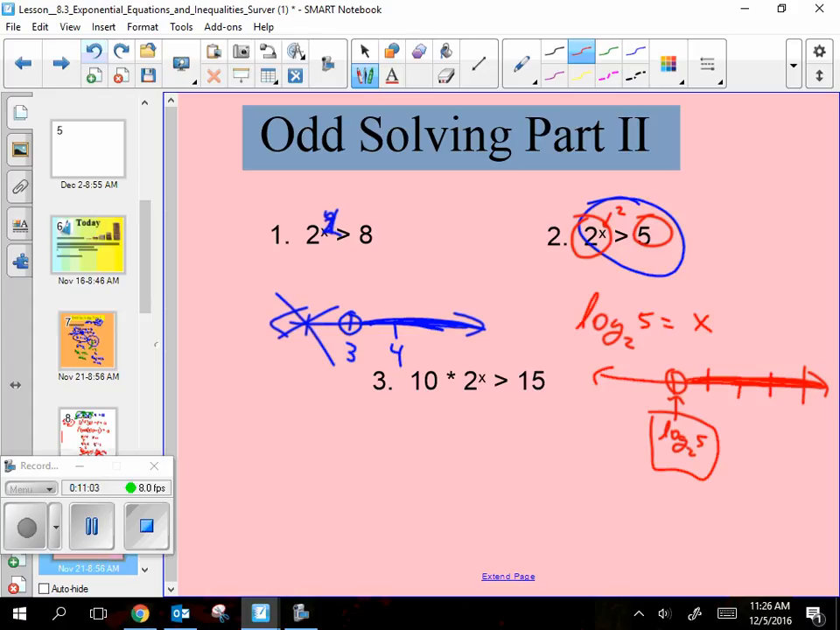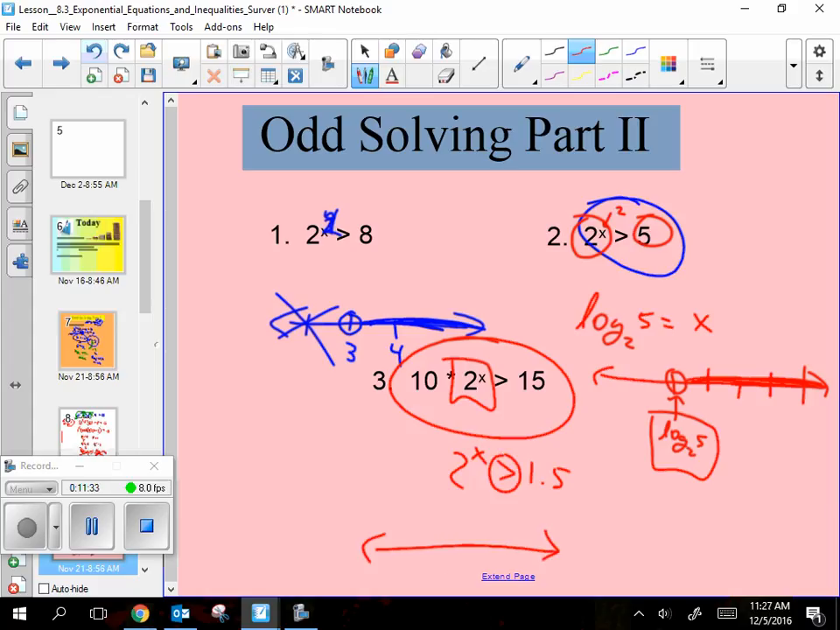All right, this one, you have to get this clump alone first. What's the first step? Divide by 10. And then 15 divided by 10 comes out nice. What decimal? 1.5. Now it's 2 to the x is greater than 1.5, and it would be just like all the others. You'd leave your answer in log form because I don't want you to use the calculator. And I see an end of a number line here, right there. That reminds me I should make a number line. Put that important number right here, and shade on one side over the other. All right, that's enough on those.